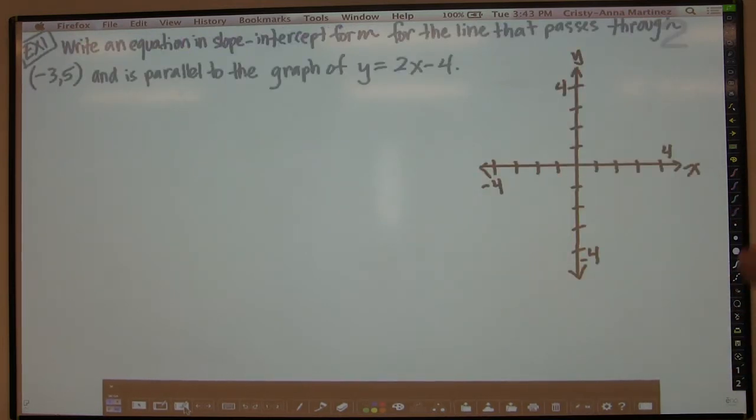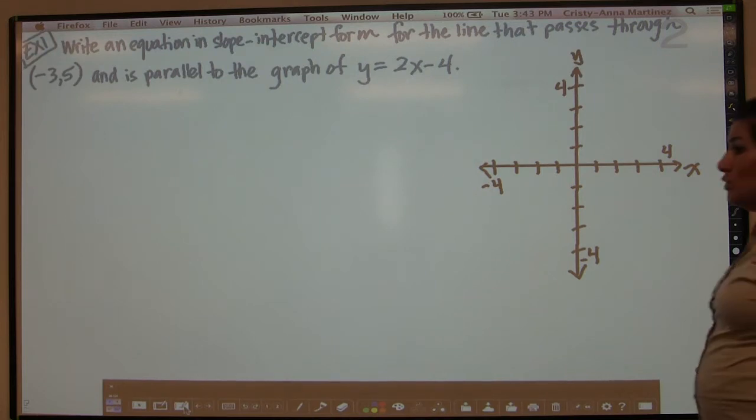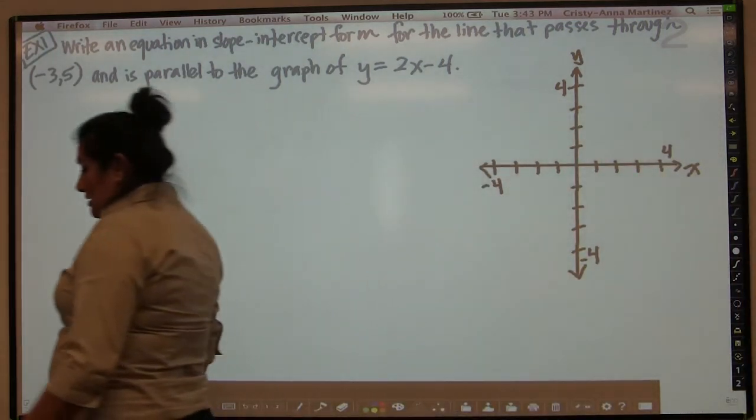Our first example says, write an equation in slope-intercept form for the line that passes through (-3, 5) and is parallel to the graph y = 2x - 4. Before we even get started, at no point did the question ask me to graph anything, but I want to graph it for you so that you can see what exactly they're asking for.